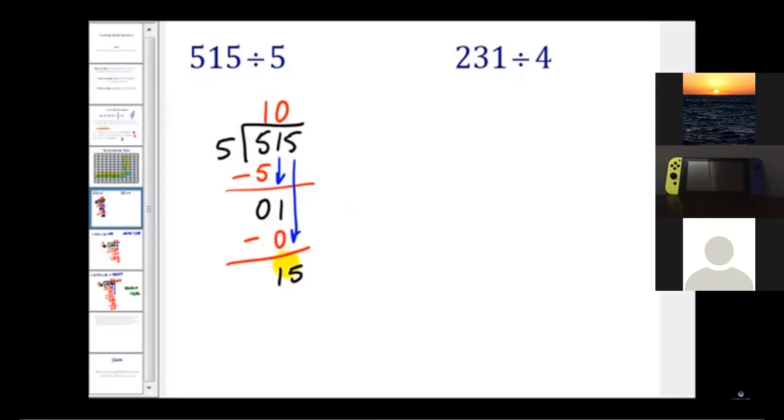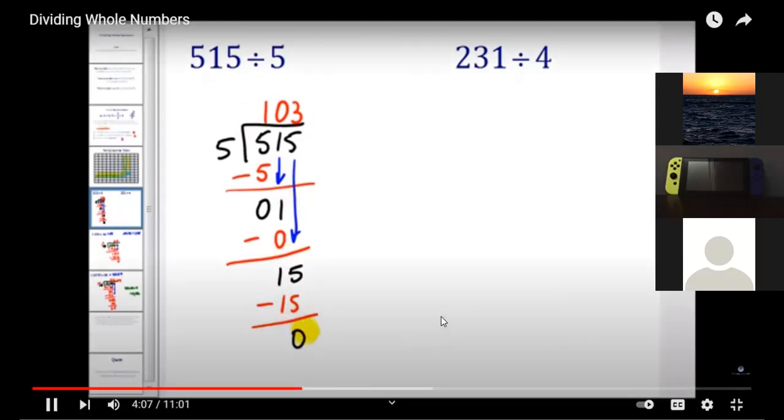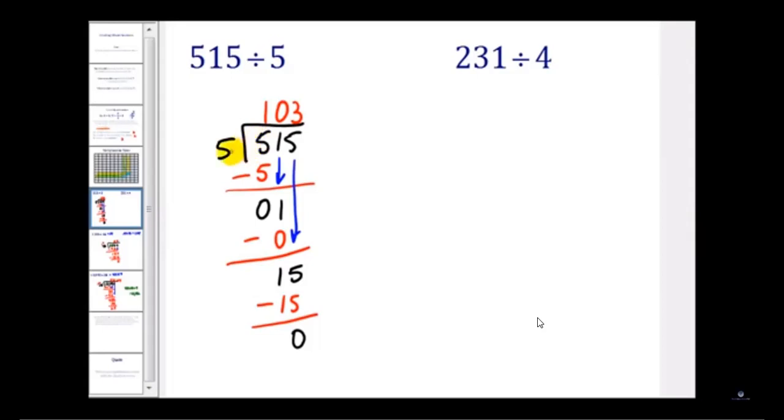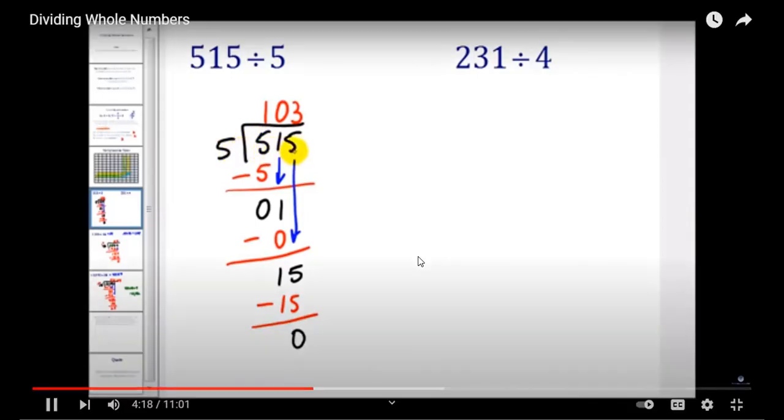Well, there are 3 5s in 15, so we place a 3 above the 5, and we multiply again. 3 times 5 would be 15, and we subtract. Notice our final difference is 0. And since there are no more digits to bring down, this tells us our remainder. And since the remainder is equal to 0, that means 5 divides evenly into 515.